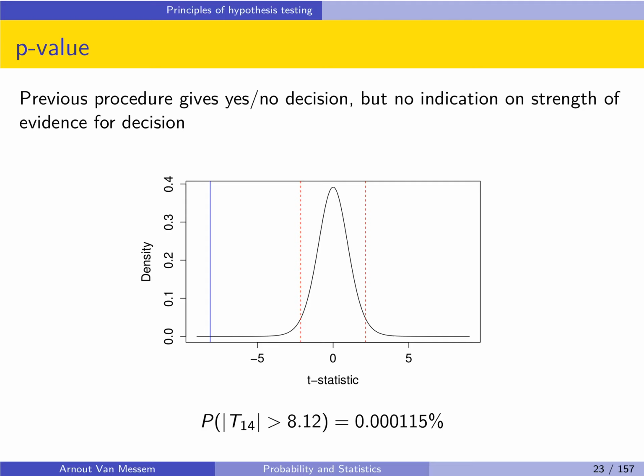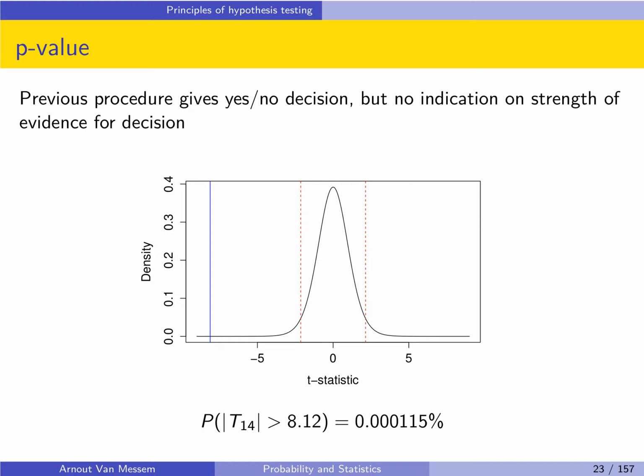This previous procedure will give us a decision, so it will tell us yes or no as an answer to our research question, but it will not give information on the strength of the evidence for your decision. So it will not tell you how strongly you are rejecting the null hypothesis. This extra information can be obtained through p-values. So p-values are another method to determine whether or not you reject the null hypothesis, but it also tells you, in a way, how strongly you will reject the null hypothesis.